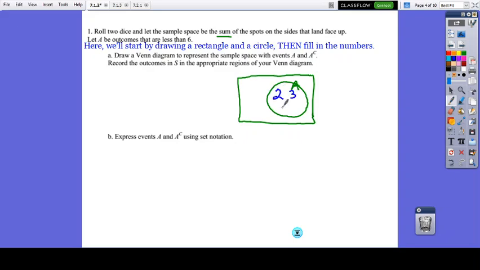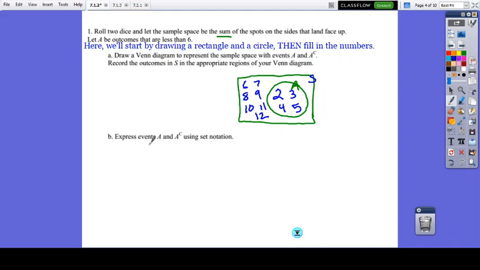Now, less than 6 means I put 3, 4, and 5 in here. I do not put 6. It says less than 6. And then I'm going to put everything else on the outside. So a Venn diagram to represent the sample space with event A and event A complement. That means I'm going to put 6, 7, 8, 9, 10, 11, and 12, all of my other possibilities, on the outside of this one. We record the outcomes in S in the appropriate regions of the Venn diagram. So this is what we have. Again, you can label this S, but your rectangle is going to represent your sample space.